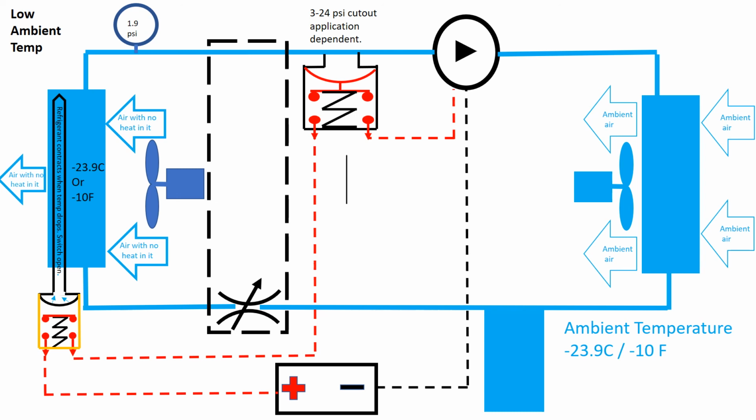Let's add a low pressure protection switch this time as well. What we're going to end up with really is double protection in a low ambient temperature situation. The thermostat knows that the evaporator temperature is low, so it tells the compressor to stop pumping. And the low pressure switch is monitoring the low side pressure directly, not temperature, but pressure assuming temperature. It's only seeing 1.9 psi, and therefore it goes open as well.